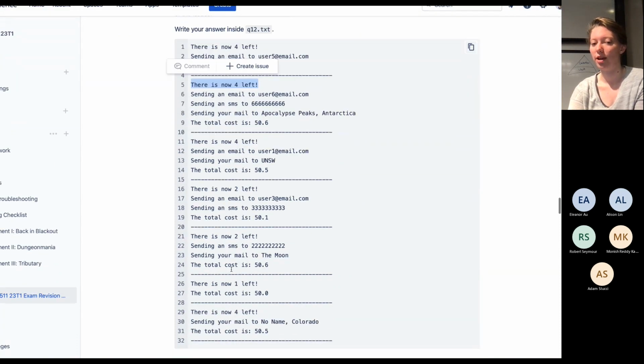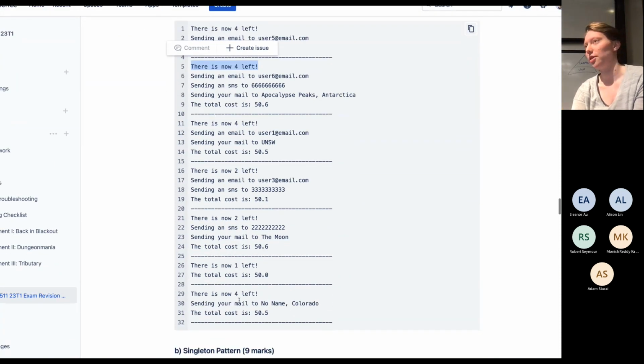There's now 2 left, there's now 2 left, there's now 1 left, and there's now 4 left. That not coming out in a correct order is due to concurrency issues, which you can hopefully immediately think, okay, it's a concurrency issue, I just have to deal with synchronization of something in my system.